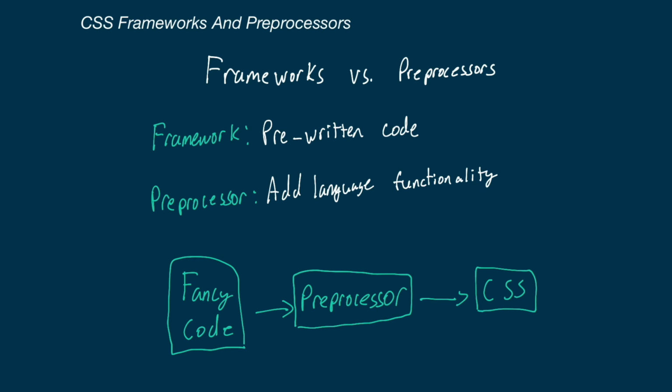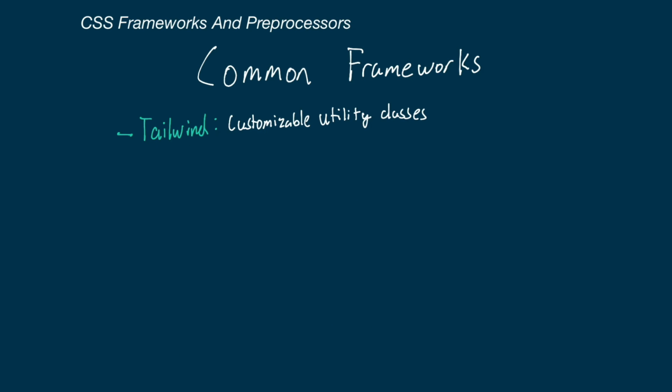The browser only understands pure CSS, but preprocessors are programs that convert some other code into CSS for us, to essentially add some nice features to the language. This can be a great way to speed up development and also allows us to write good high-quality code that is easy to maintain. Now first, let's take a look at some of the most common frameworks.